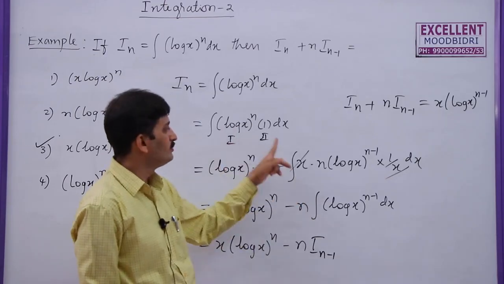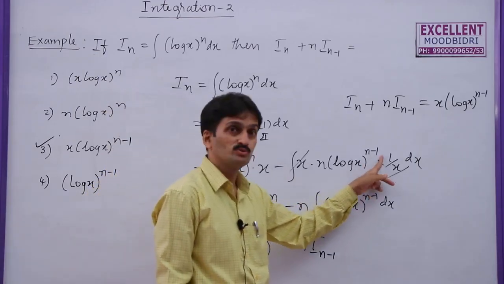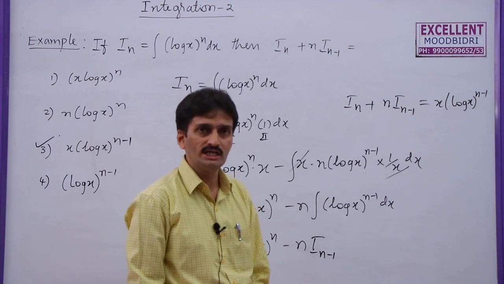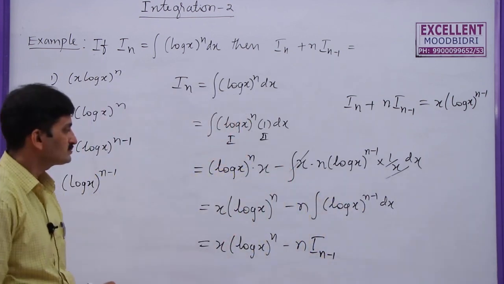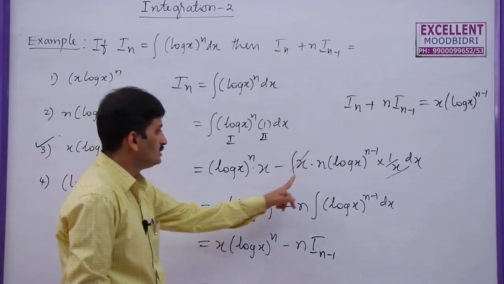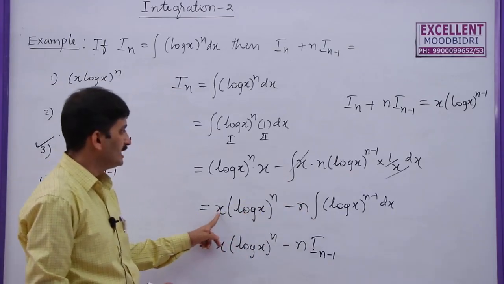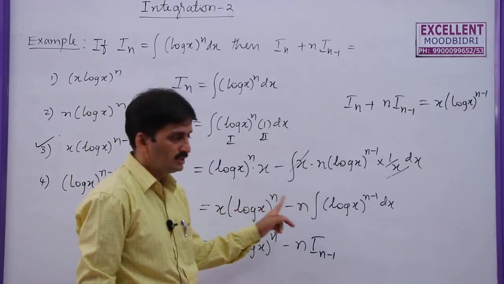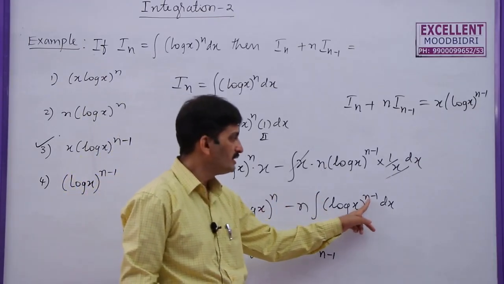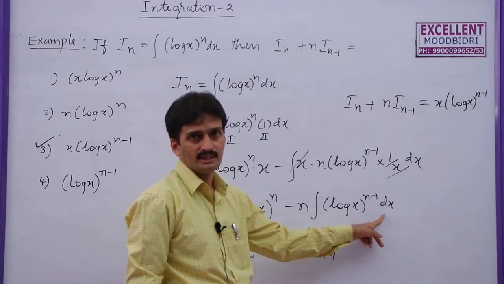Derivative of log x whole power n is n into log x power n minus 1 into 1 by x. This is due to chain rule. Now x and x cancel, correct? So cancel x and x. What do you get? X into log x power n minus n into, take n out, integration of log x power n minus 1 dx.